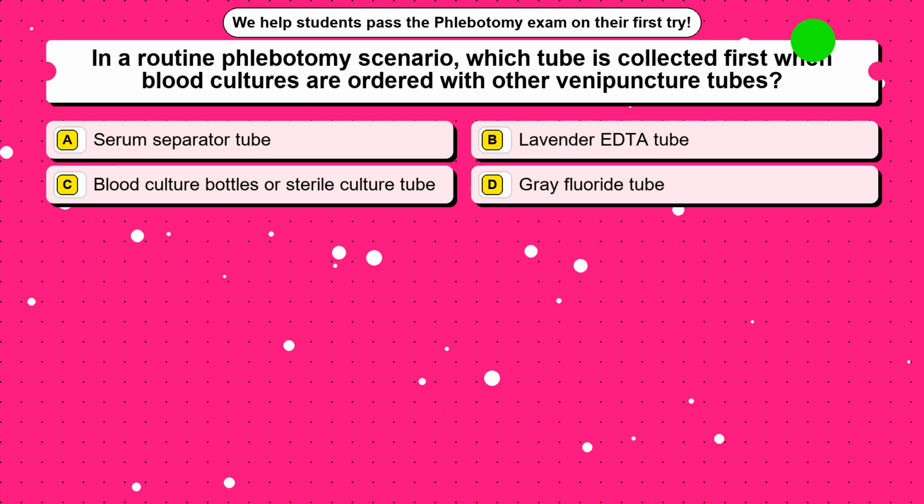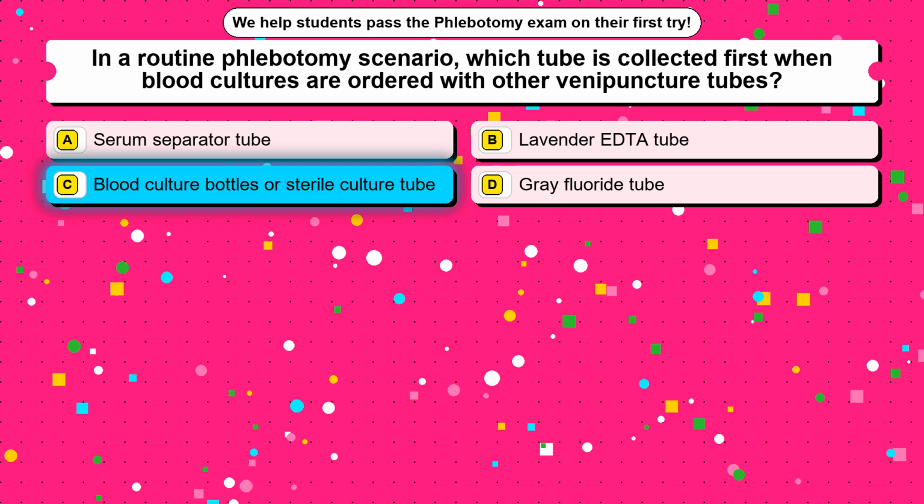Question 52. In a routine phlebotomy scenario, which tube is collected first when blood cultures are ordered with other venipuncture tubes? Option A. Serum separator tube. Option B. Lavender EDTA tube. Option C. Blood culture bottles or sterile culture tube. Option D. Gray fluoride tube.